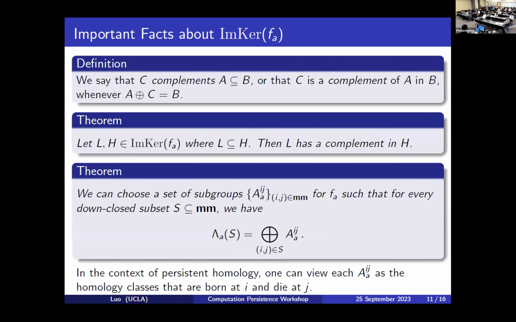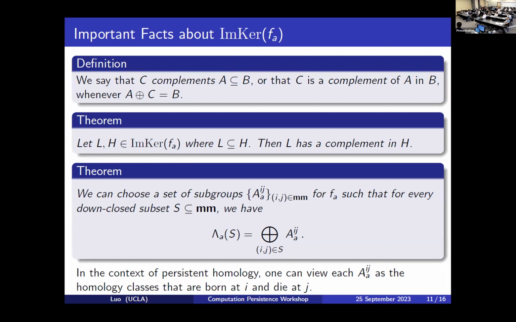With all this said, let me talk a little about this secular lattice. The first thing I should do is define what it means to have complements. We say that C is a complement of A in B if B can be written as the direct sum of A and C. So if we have a nested pair of subgroups in the secular lattice, then necessarily the smaller one must have a complement in the bigger one. That's one of the things that we proved.